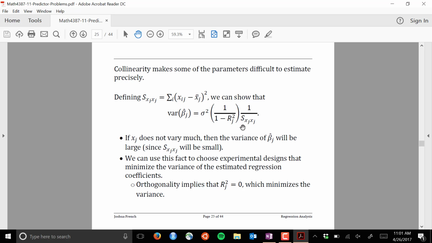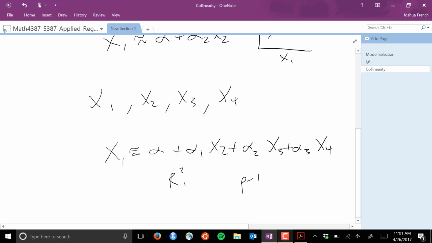You can see that the same formula here involves the Rj squared value, though it actually is 1 over 1 minus Rj squared. The idea here is that if there's a strong linear relationship between the jth regressor and the other regressors, then Rj squared is going to be close to 1. And if this is close to 1, that means the denominator is very small, which would lead to a large number here.